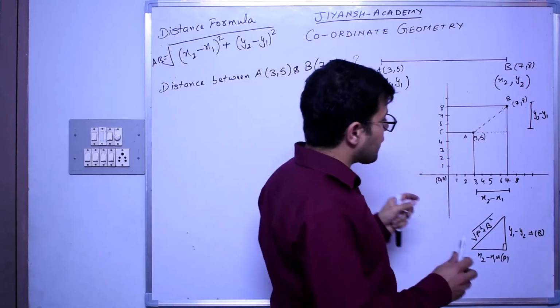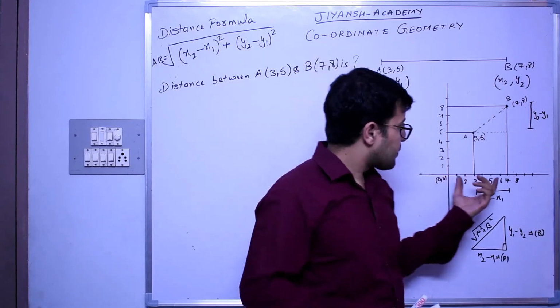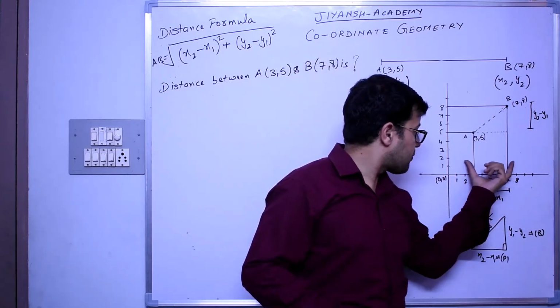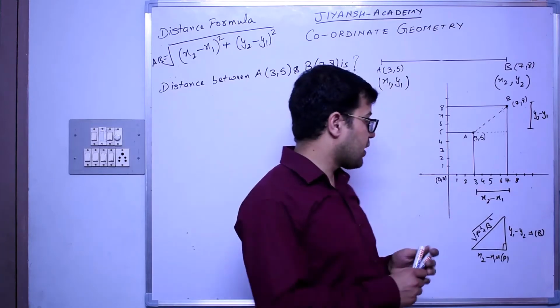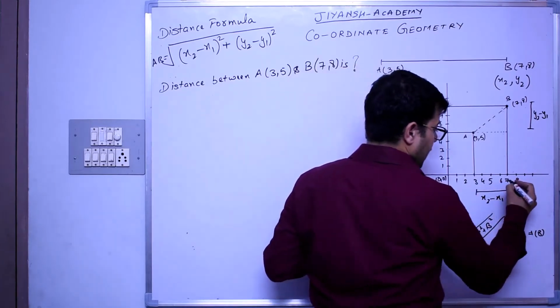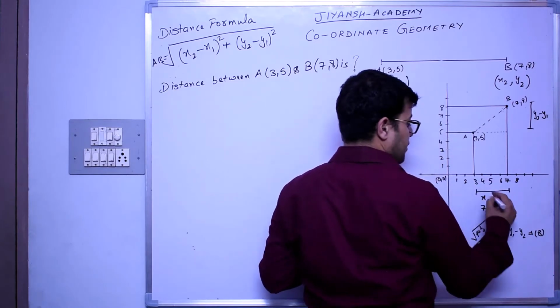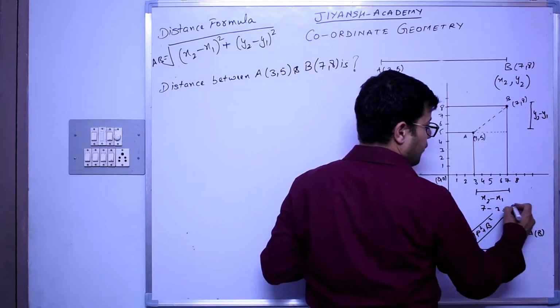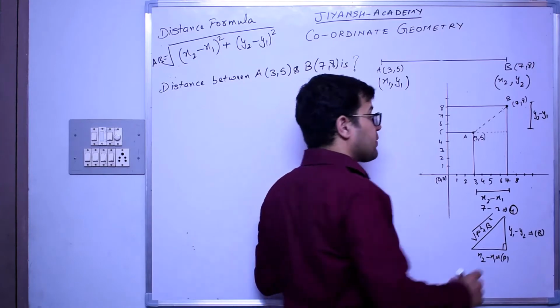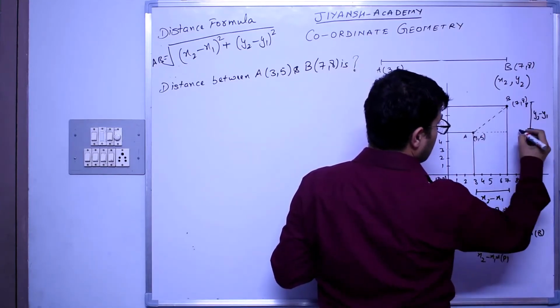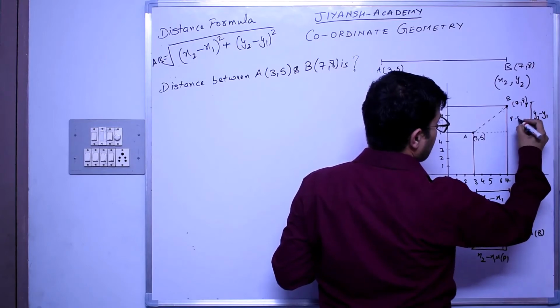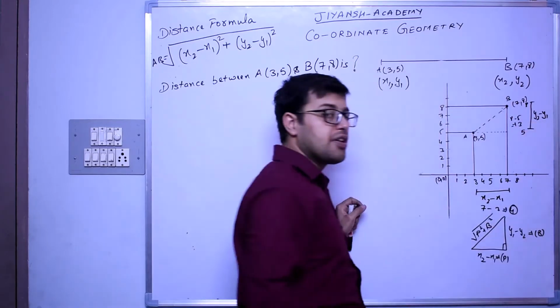If I look very closely, how are you supposed to find this? It is final minus initial, right? The final is x2, that is 7, and the initial is 3, so you will have 4 units traveled over here. And in this case, the final unit is 8 and the initial unit is 5, so 8 minus 5 will become 3 units.